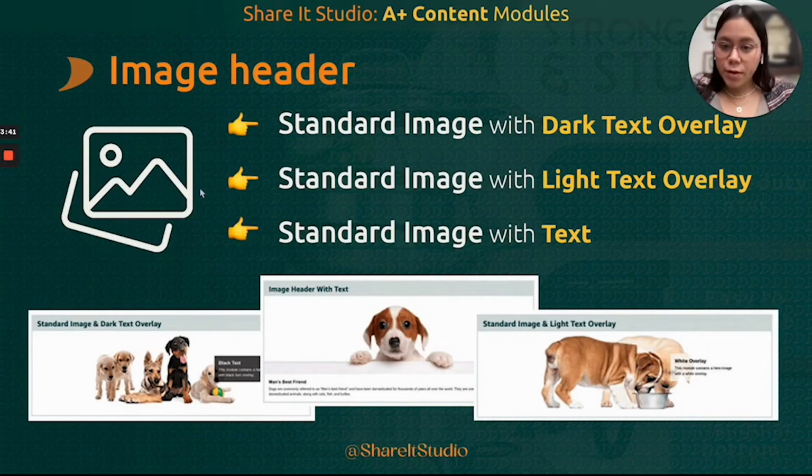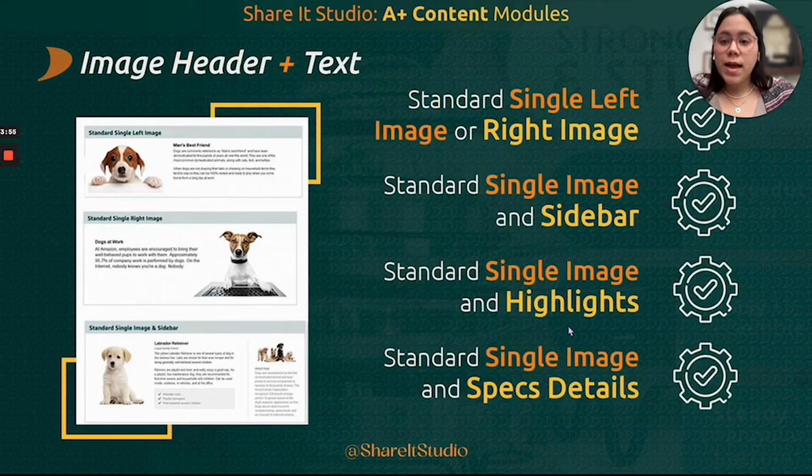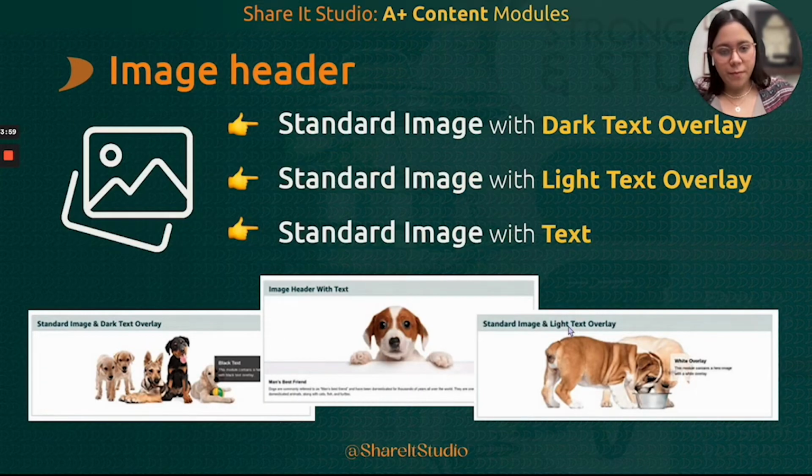These three that you can see here are examples of image headers: standard image with dark text overlay, standard image with light text overlay, and standard image with text. Those are three examples. Moving on, we have images and text, but this is different from the last one.